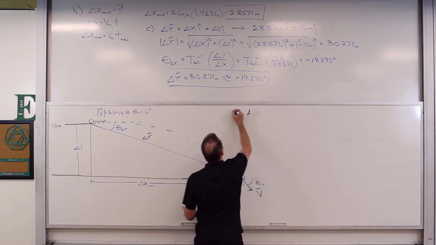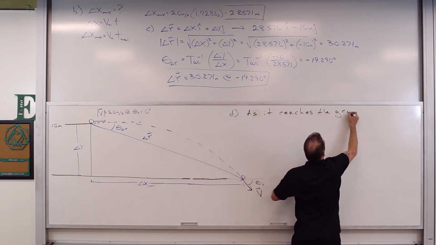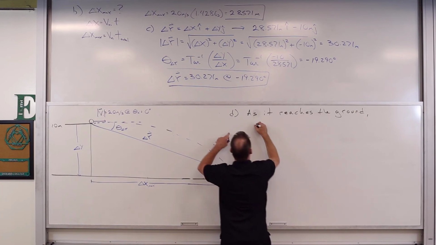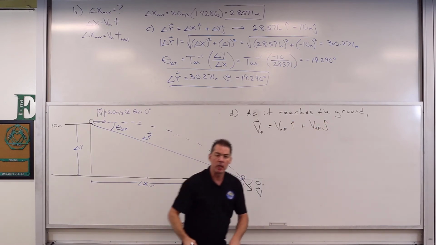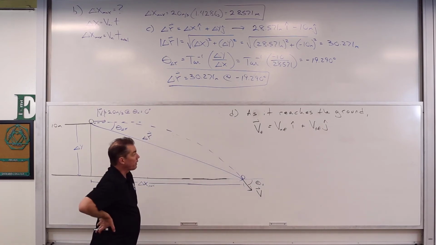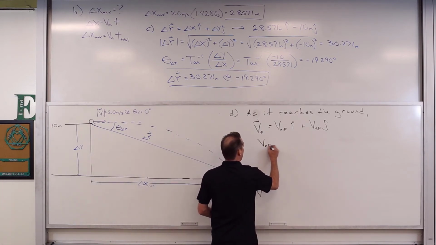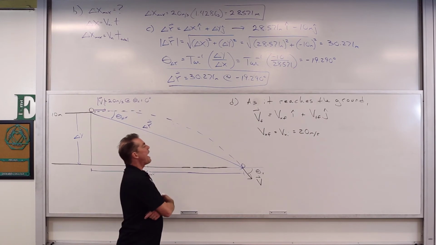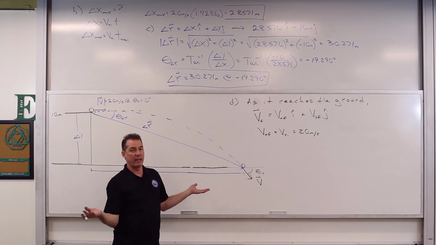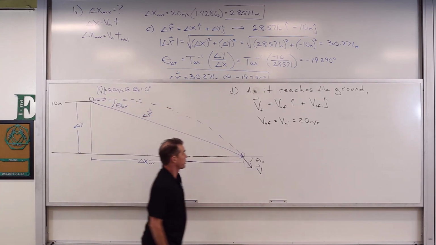So as it reaches the ground, v hat final, we'll call it, is equal to vx final i hat plus vy final j hat, keeping things in components. Well, we know that vx final is equal to vx initial, and vx initial is just 20 meters per second. So vx final is equal to vx initial, which is equal to 20 meters per second. What about vy final? It's not zero. It's moving downward as it reaches the ground, and it's moving downward more and more as it gets closer and closer to the ground.